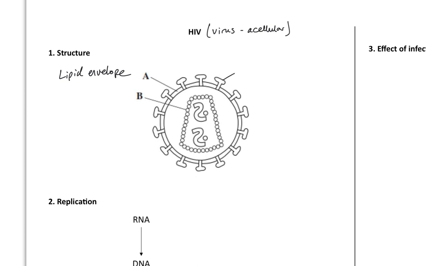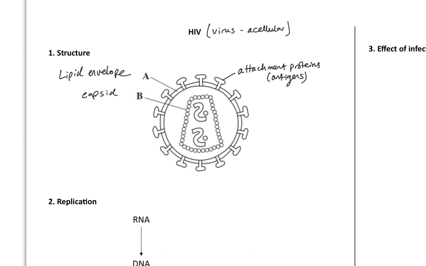Embedded in the lipid envelope are our antigens, but to the virus, these are attachment proteins. It's how they attach to a certain cell. Yes, these are antigens, as in they will trigger antibody generation if they get into a cell. B is our capsid.